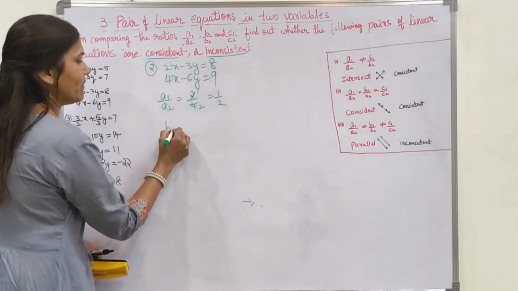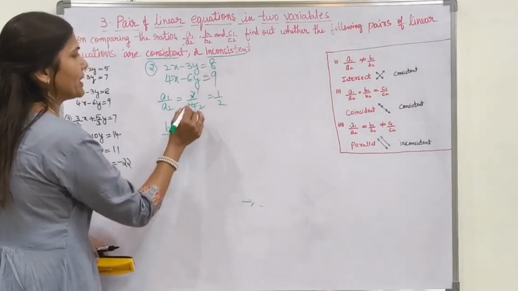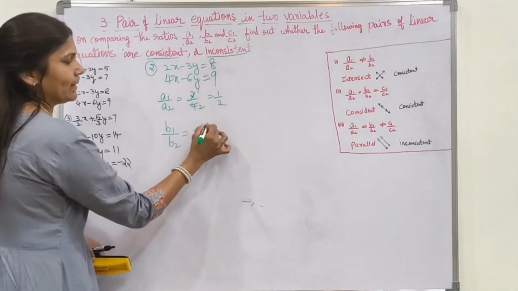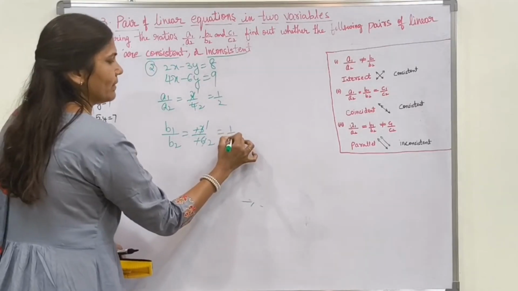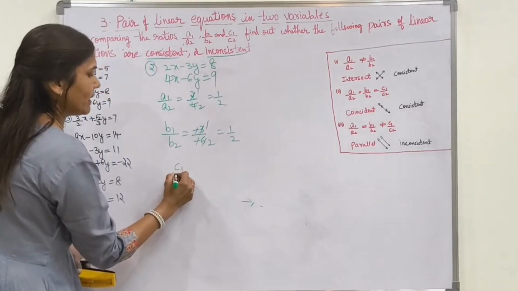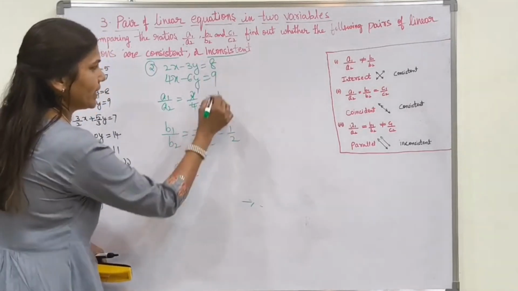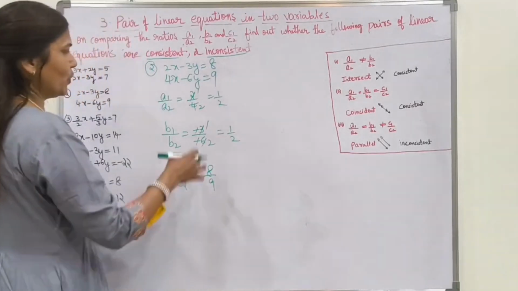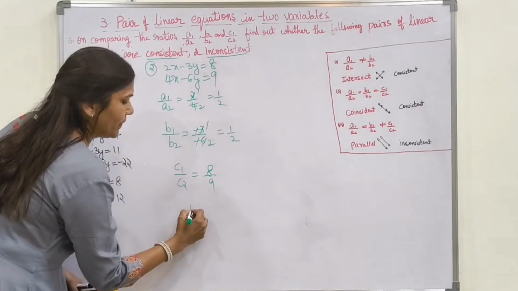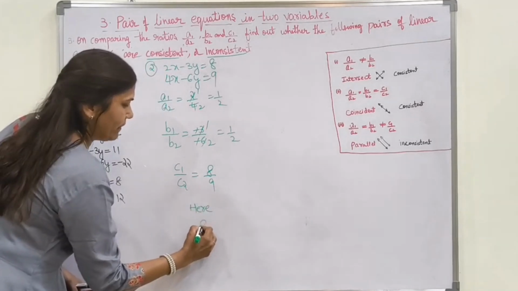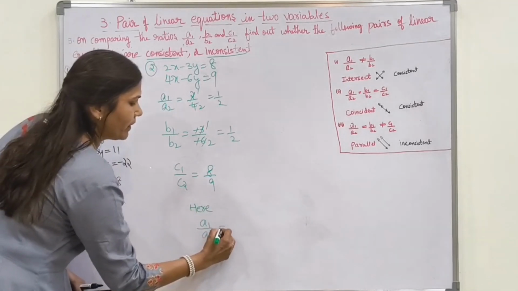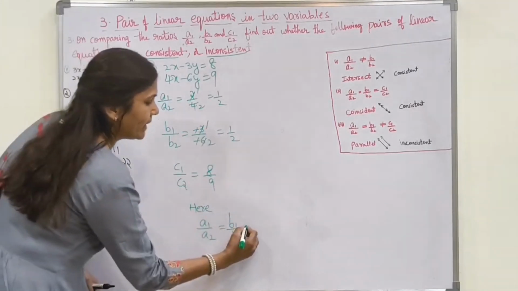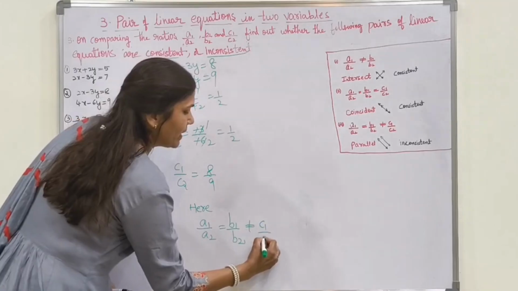Next come here, B1 by B2. B1 by B2 means minus 3 by minus 6. Minus minus cancel. 3 ones are 3, 3 twos are 6. What is the answer? 1 by 2. Next we will do C1 by C2. C1 by C2 means 8 by 9. Now observe here, these both are equal. So here A1 by A2 equals B1 by B2. When these two are compared with C1 by C2, it is not equal.